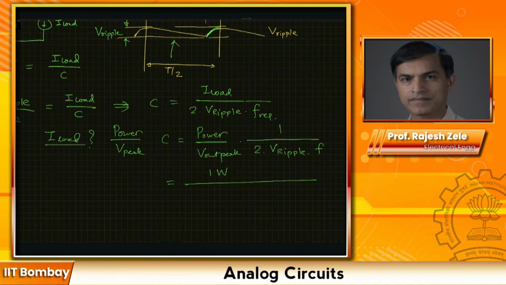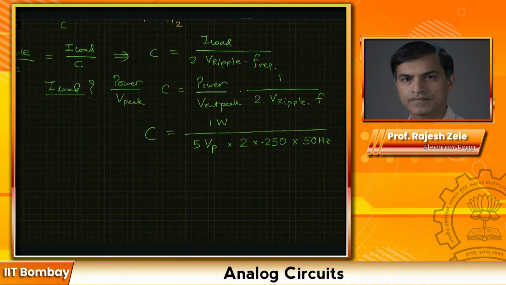So power, let's substitute the values. Power is 1 watt divided by, we wanted 5 volts peak multiplied by 2, the V ripple is equal to 0.25 volts multiplied by 50 hertz. So the capacitor value, if you calculate, is 1 watt divided by 125, and that would be equal to 8 millifarads.